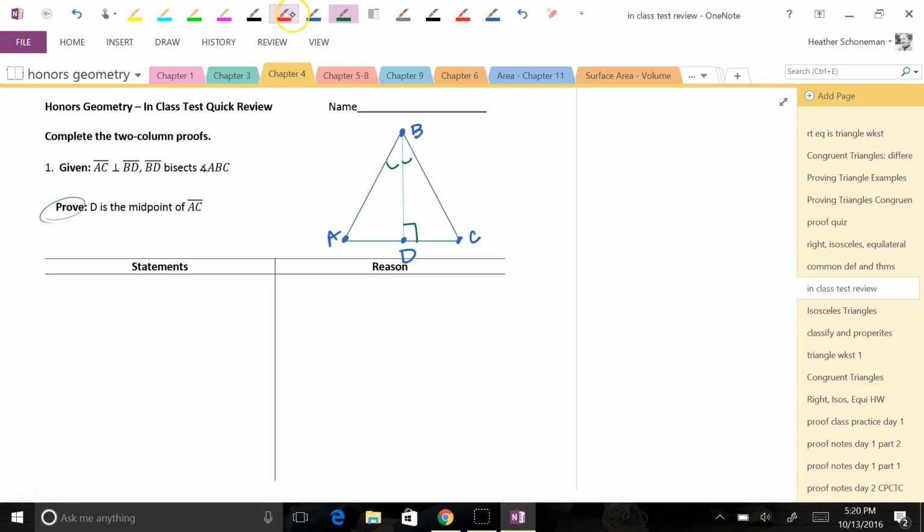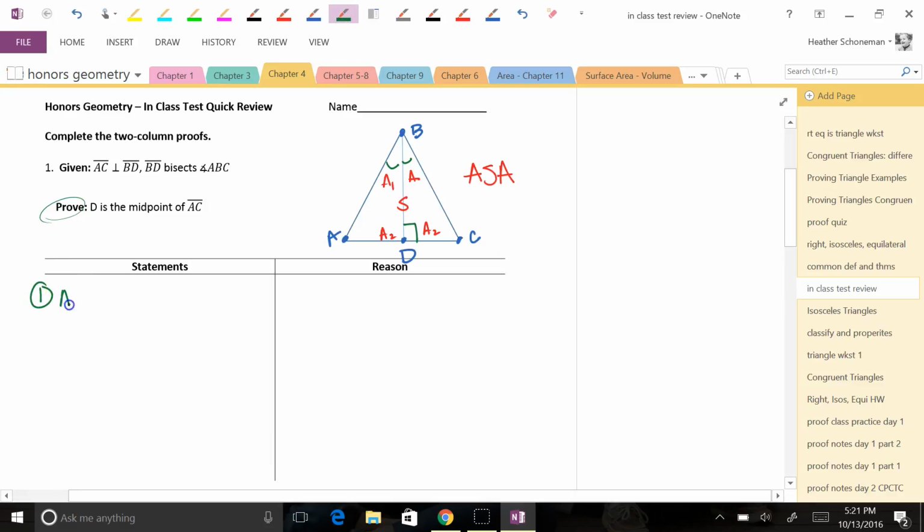Alright, so let's label our facts. So here's an angle. Here's another angle. And here's our side. So the method we're going to use this time is angle, side, angle. Yes, it's a right triangle, but we don't know the hypotenuse and the legs. We can't use HL. Alright, let's start writing this in our proof.